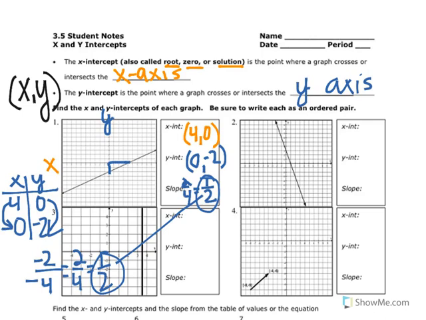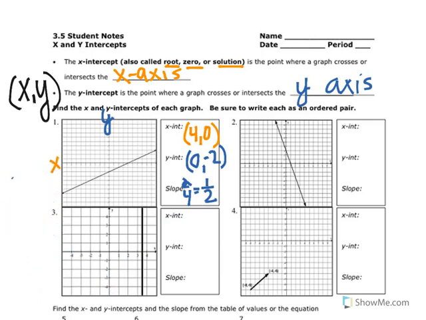Okay, now let's go to the next problem. Okay, so let's look at the second line. Here's the x-axis. Remember, x goes left to right. Here's the y-axis. And we want to find the x and y intercepts.